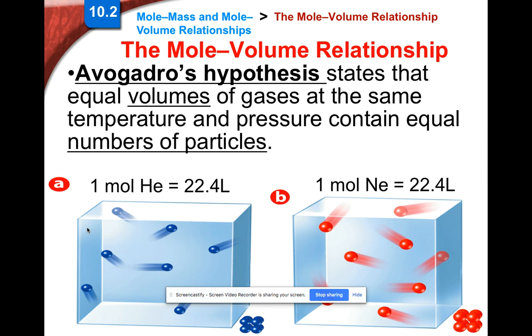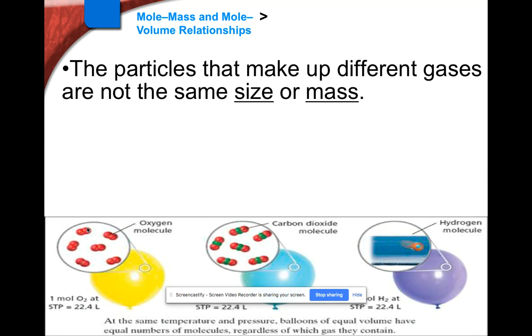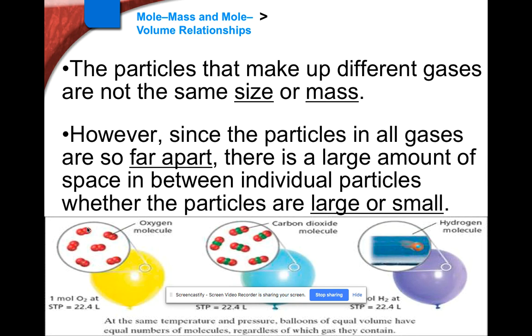He determined that if you took equal volumes of any gas, it didn't matter what gas it was, and you put them at the same temperature and pressure, they always contain the exact same number of particles, the same number of atoms or molecules. The reason is that even though these gases could be different sizes or have different masses, which they almost always do, the particles in gases are so far spread apart that it doesn't matter. So even though they have different sizes and masses, because they're so far apart, they still occupy the same volume. Now, this isn't true for liquids or solids, but it is true for gases.